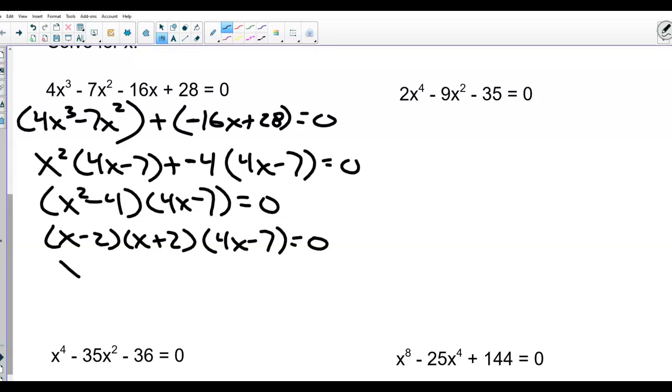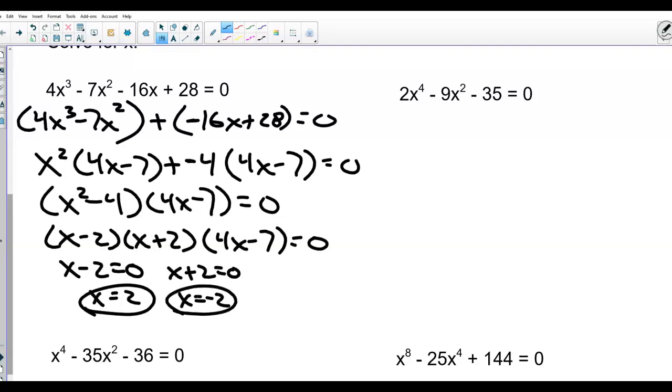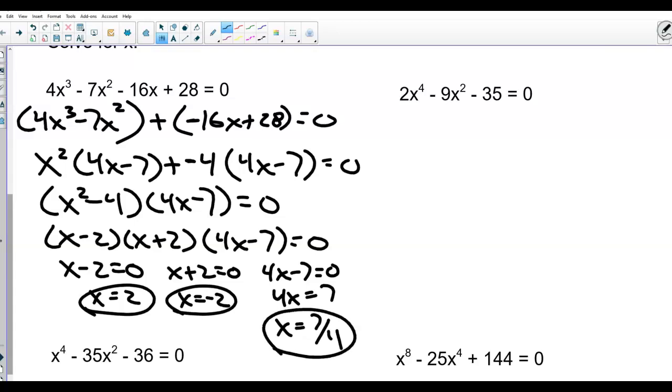And we set each parenthesis equal to 0. X equals 2. X equals a negative 2. 4x equals 7. X equals 7/4. And that's your answer. You always factor as much as you can.